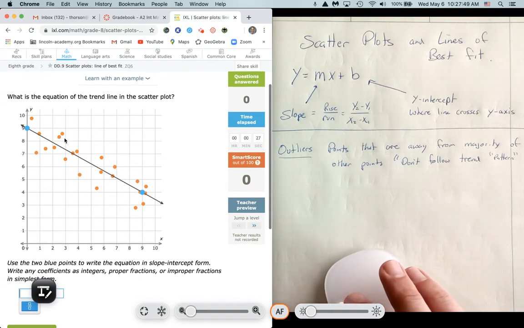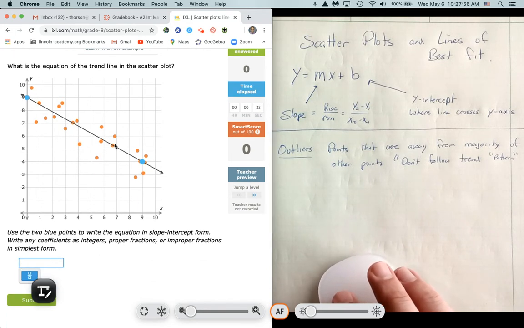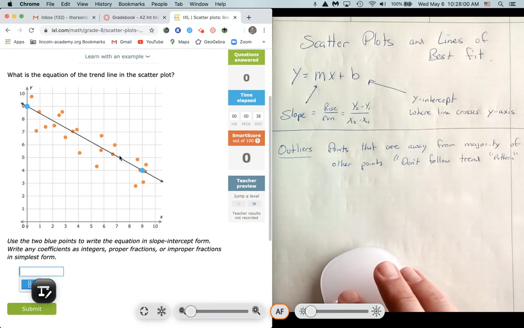So the lesson is just saying, hey, I notice this trend's going down. This line follows that trend. It wants you to write the equation of this line. So let's review how to do that. It's something you've learned. It's been a while, so you might need some review.